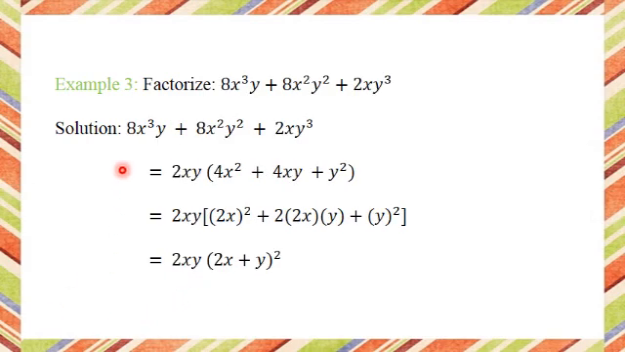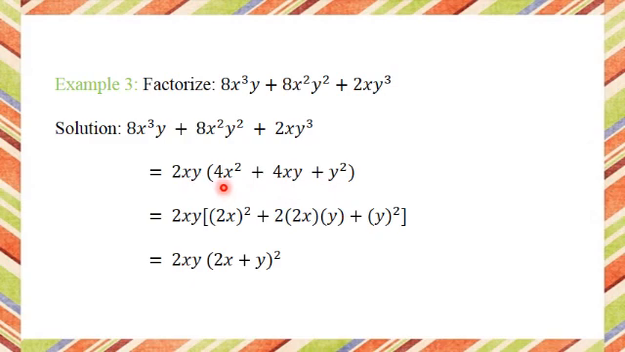Okay, now we are moving to our example number 3. 8x cube y plus 8x square y square plus 2xy cube. And we are observing that all the coefficients are even. We can take 2 as common, because 2 is a multiplying factor, and as well we can take x and y also as common. So after taking 2xy as common, I have inside the bracket 4x square plus 4xy plus y square.